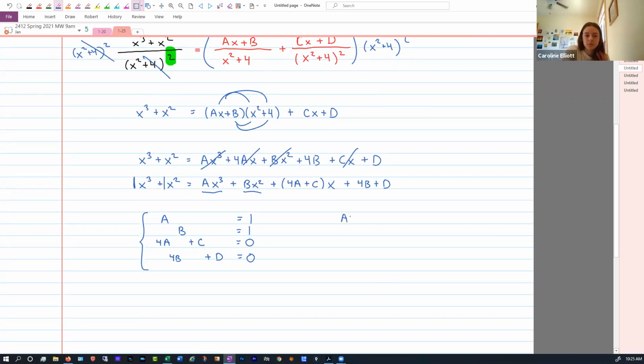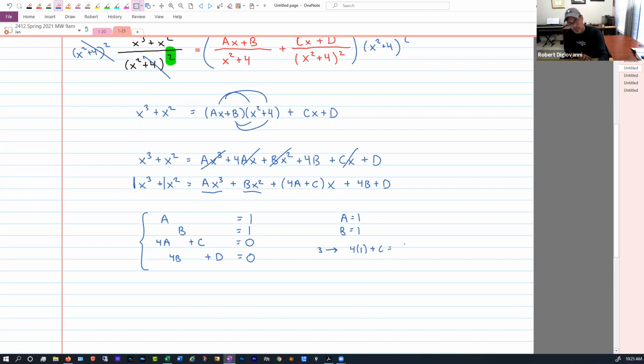We know a is 1. We know b is 1. That's nice. Using the third equation, we can figure out that 4 times a, we know a is 1, plus c must be 0.